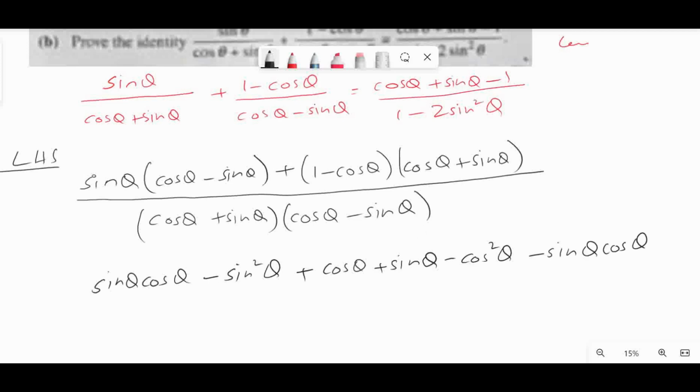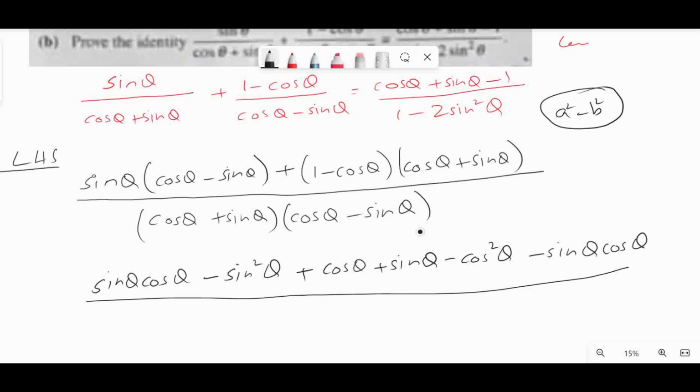And in the denominator, we can use the identity, that is a square minus b square. So a square minus b square is equal to a plus b into a minus b. So we can write this one as cos square theta minus sine square theta.